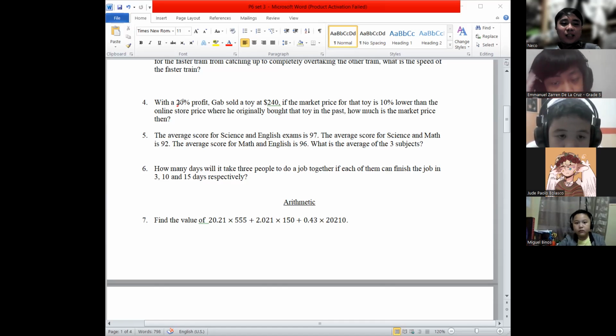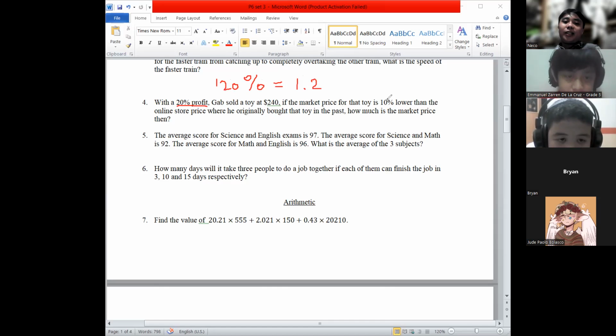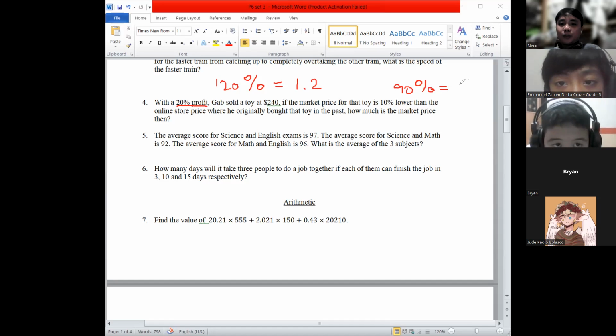Because if you say 20% profit, meaning we're increasing, right? So meaning from 100% became 120%. So that would, in decimals, be 1.2, right? Here it said 10% lower. So meaning we're doing 100% minus 10%. So that's 90%, or in decimals, that would be 0.9.